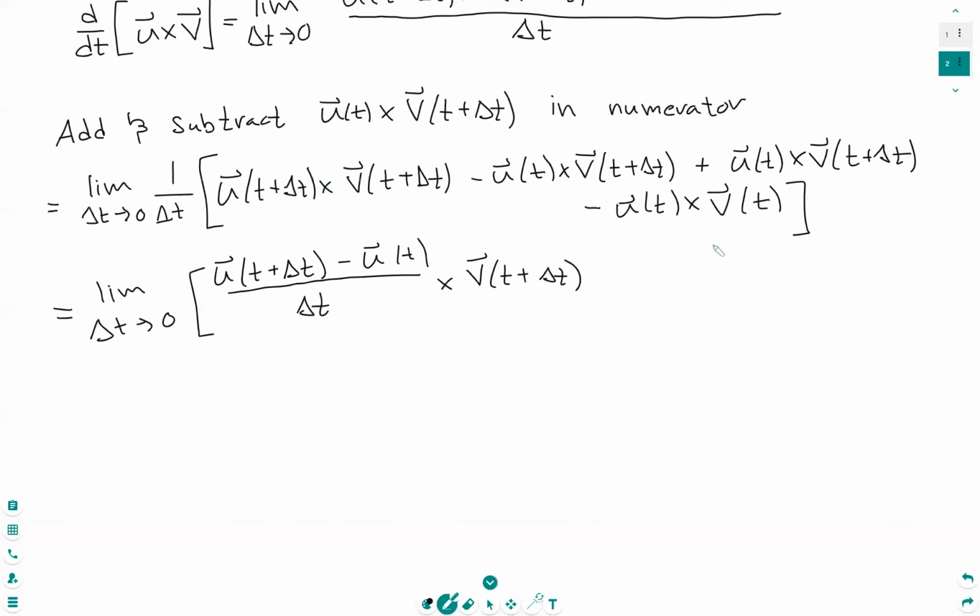Now this next term, notice that they both share a u of t on the left. So I can write this as plus u of t crossed with v of t plus delta t minus v of t, all over delta t. So I grouped it from the left element here.